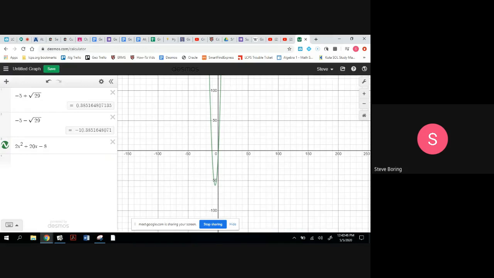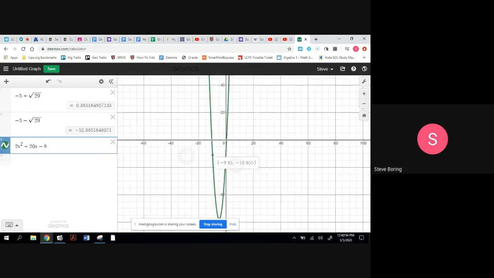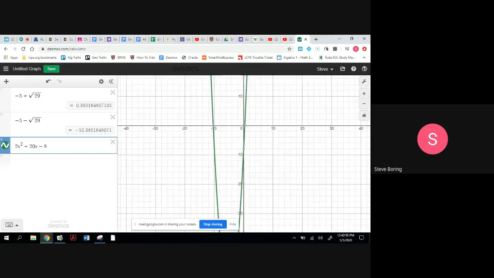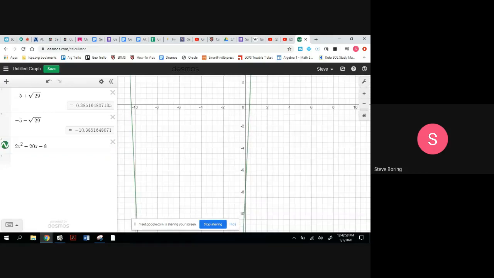Its zeros should be at 0.385 and so on, and negative 10.385 and so on, which we rounded to about 0.39. So this one, if we put our mouse over it, that is the first zero with the plus, which means this one would be the second zero we came up with. So that's one way to check your answer to make sure you're completing the square correctly.